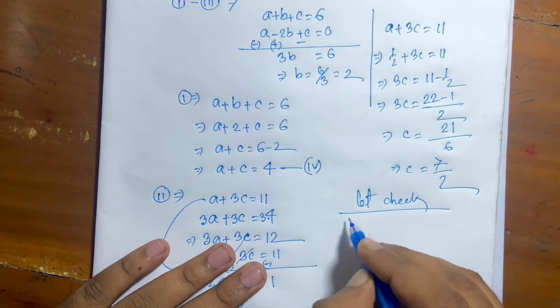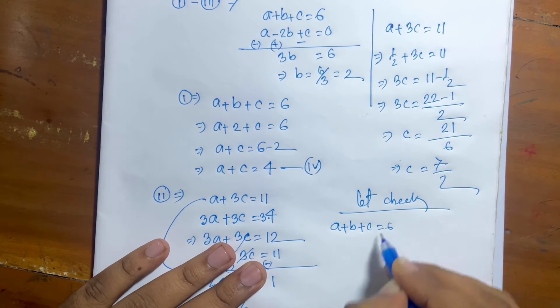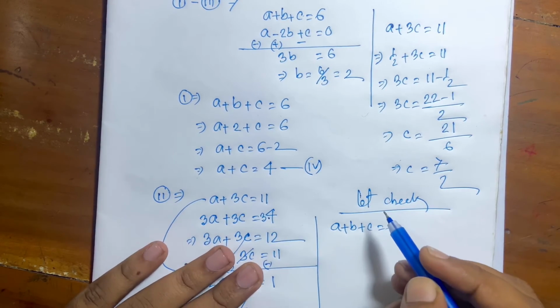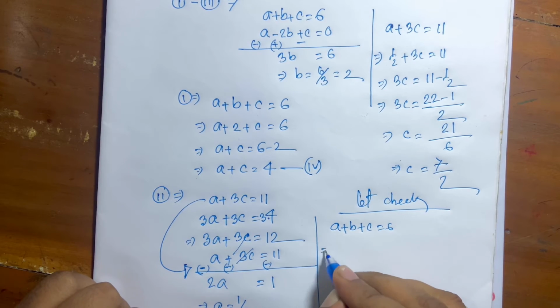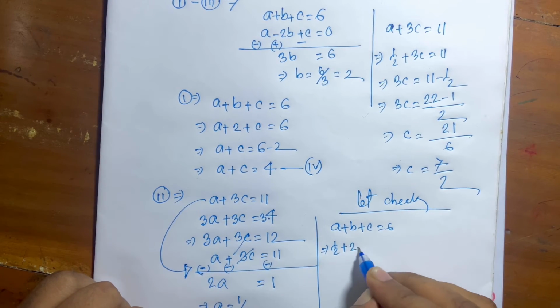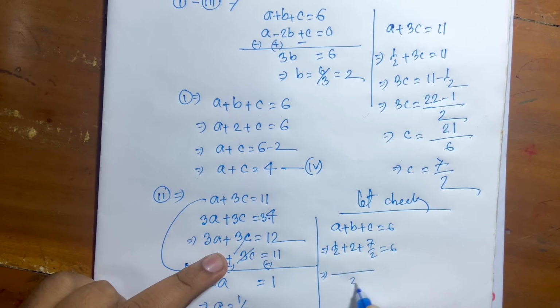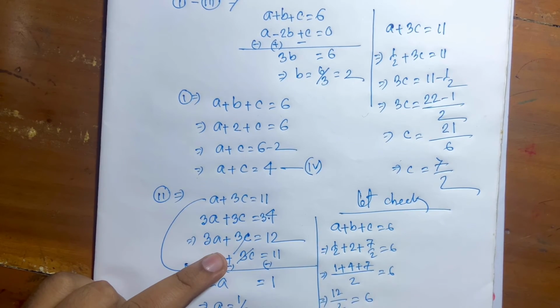First equation, a plus b plus c is equal to 6. So a is half plus b is 2, and c 7 by 2 is equal to 6. Now 1 plus 4 plus 7 over 2, 12 by 2 equal to 6, and 6.